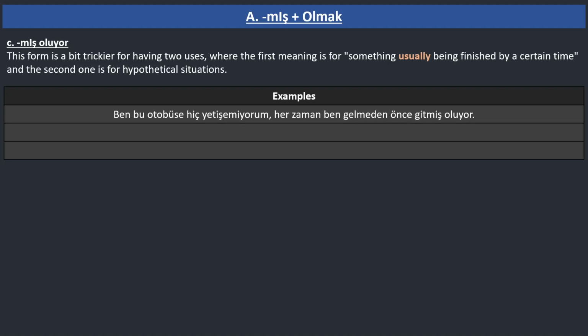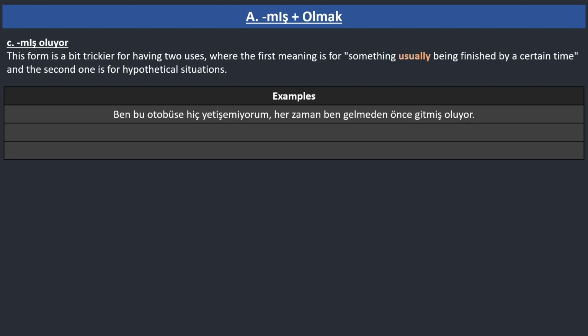Something usually being finished by a certain time. Or the second meaning is for hypothetical situations. What does that mean? Of course, I have these examples.